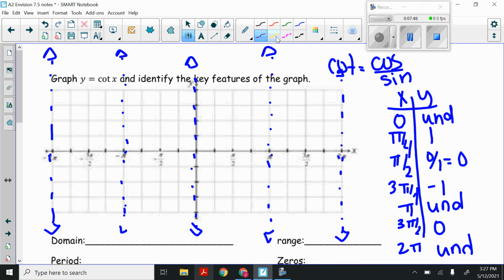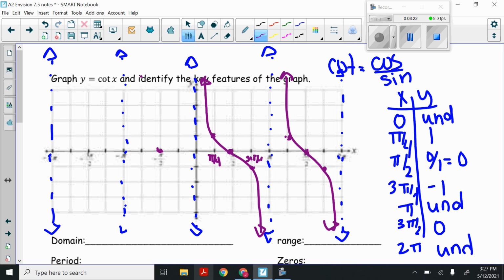So now if I plot these points, pi over 4 is going to be right here, 3 pi over 4 right here. So pi over 2, I know I'm at 0, pi over 4, I was at 1, 3 pi over 4, I was at negative 1. So the cotangent is basically just like the tangent, only it's flipped. It goes the other direction. It starts out at the top and it decreases. So again, following that pattern, we can draw all of these cotangent graphs.